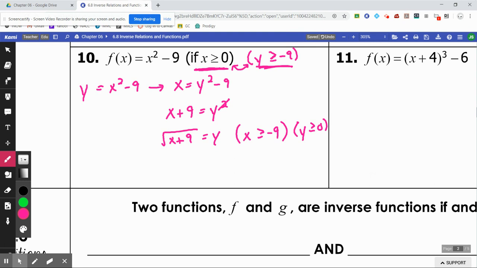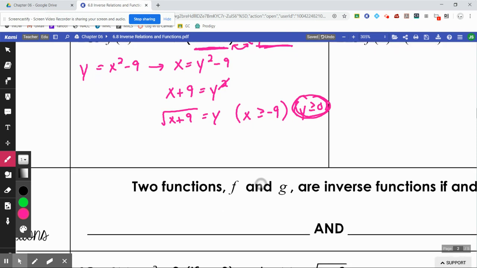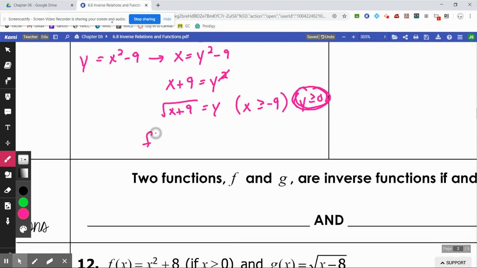And if we want our y values to be greater than or equal to 0, we've got to get rid of this whole plus and minus stuff. Because if we put that minus, that would give us y values less than 0. So my inverse function, f inverse, is going to equal the square root of x plus 9.